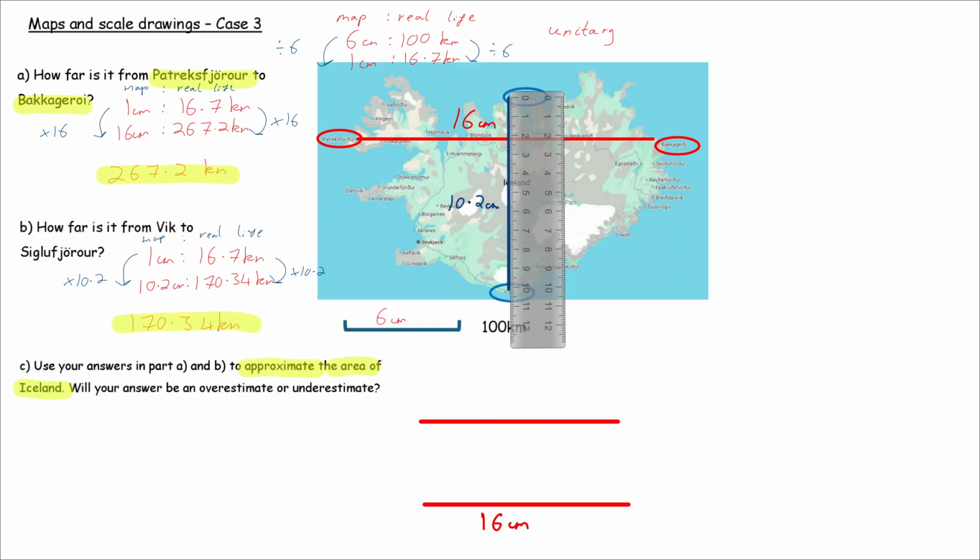And we also know that the height of Iceland is from here to here, which we know is, sorry, what am I doing? I want it to be in the right units, which is going to be kilometers, isn't it? So that was a mistake. We know that 16 centimeters was 267.2 kilometers. So that's what should be going down here: 267.2 kilometers.